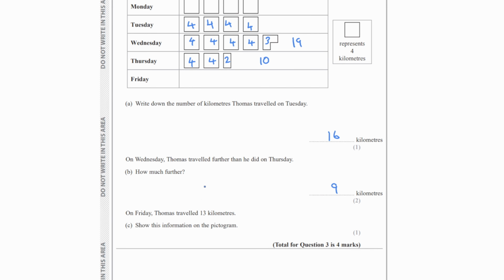On Friday, Thomas traveled 13 kilometers. Show this information on the pictogram. So we want to draw 1, 2, 3 of these. That takes us to 12. And then we want to draw one small little square like that, representing a quarter. That's what we should have had.